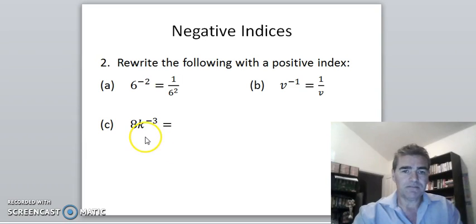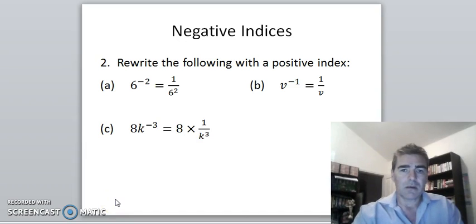So our next example makes it look a little bit more complicated because I've got a number multiplying out the front there. But if we separate that, 8 times k to the negative 3, which we know can now be written as 1 over k cubed, we can multiply that through. So 8 times 1 gives me that 8 in the numerator, and we now have 8 over k cubed. You notice we almost have exactly the same as what we started with, except the k is now in the denominator, and the 3, instead of being negative, is now positive.